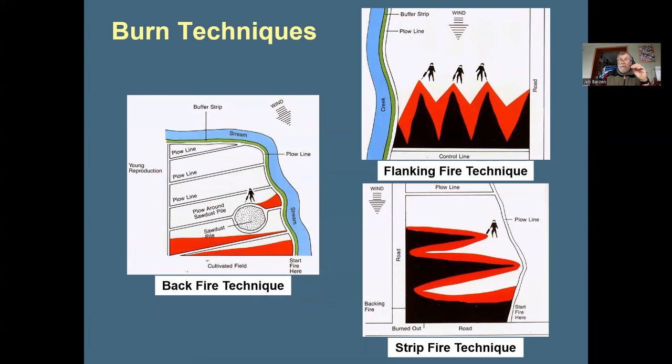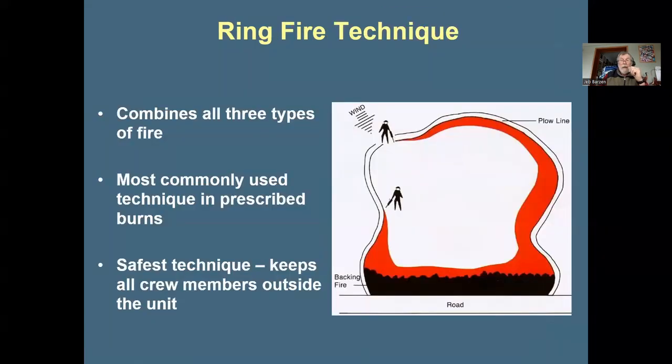But many of the times, the safest kind of technique that you can use is called a ring fire technique. And so we'll talk about that now. And a ring fire technique explicitly uses all three types of fire in coordination with each other: the backing fire, the flanking fire, and the head fire.